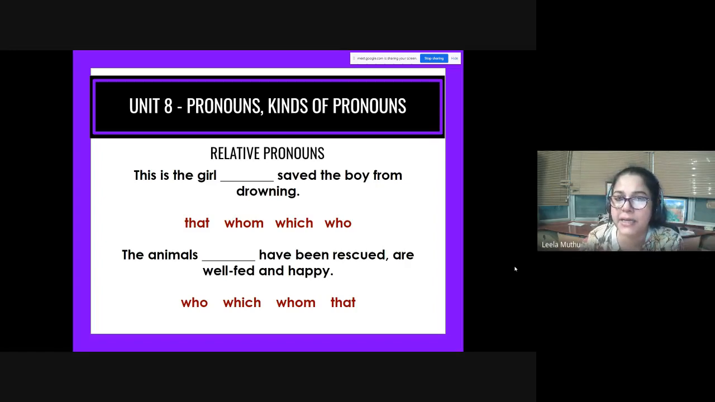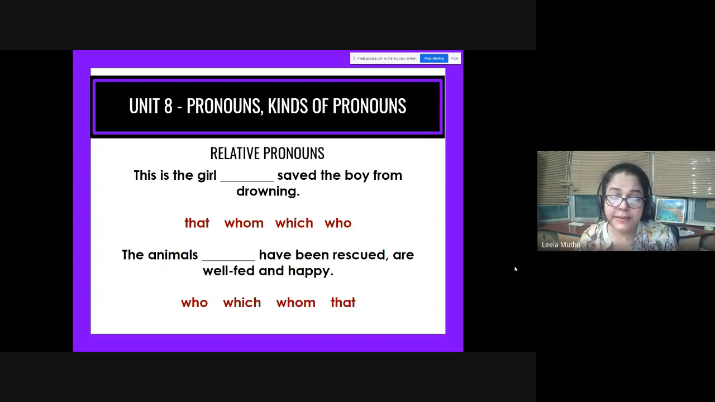So the main action is with the girl. So you know that when we're talking about a living person, sorry, not a thing, a person, we will use who or whom. So in this case, this is the girl. If you guessed who, you have got the correct answer. This is the girl who saved the boy from drowning.